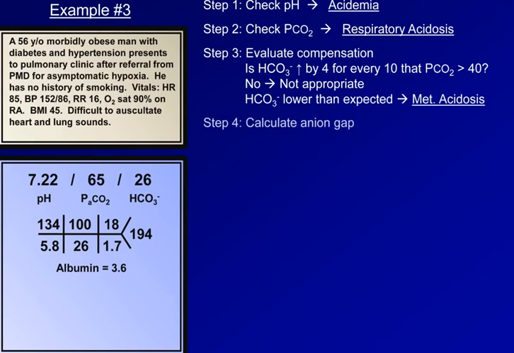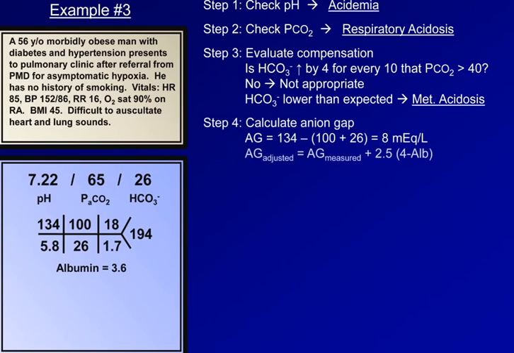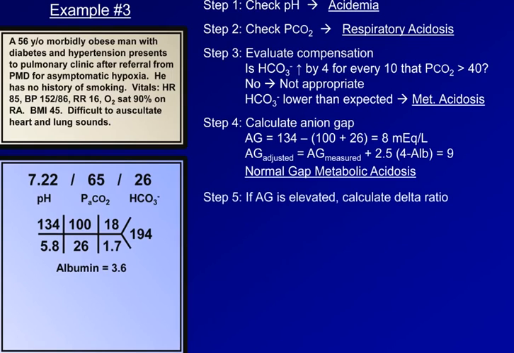Step 4. Calculate the anion gap, which is 8. Corrected for albumin, this becomes 9. So the patient has a normal anion gap metabolic acidosis. Step 5. Since the anion gap is not elevated, we actually skip this. Step 6. The differential diagnosis.